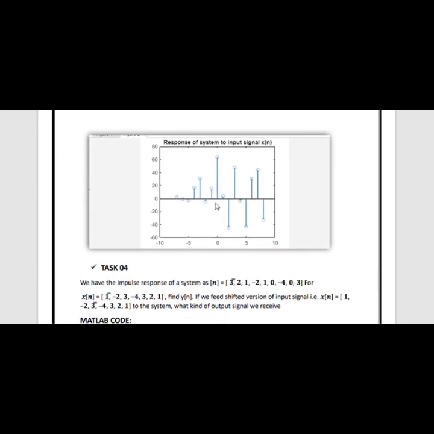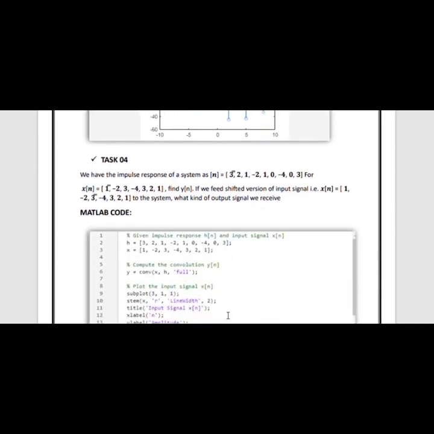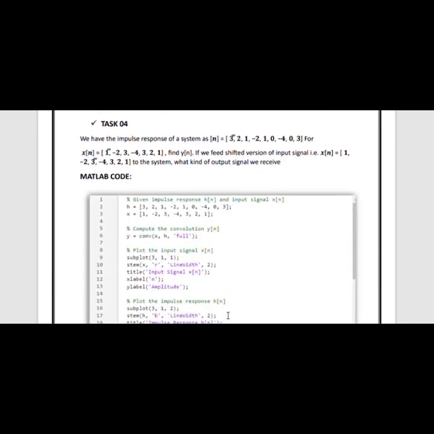So in the MATLAB code, give the function x is equal to the signal given below in the question, give the values of h and x, and perform its output, and the resulting output is this. This is the response of the system to the signal x of n.